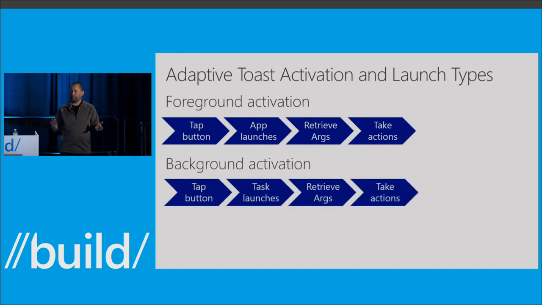We have background activation as well. So any of those buttons could actually invoke a background task and wake that up to do some work for me. In the case of doing something like a quick reply, once the user enters some text and hits that send button, you're really going to wake up your background task to go communicate with your server, and then have your server send that message over to the next user. So again, you tap the button, the task launches, you retrieve some arguments that we give you, the input ID, we give you what was actually in the box, we give you all the stuff that the user touched on the toast, and then you take actions on that as makes sense for your app.